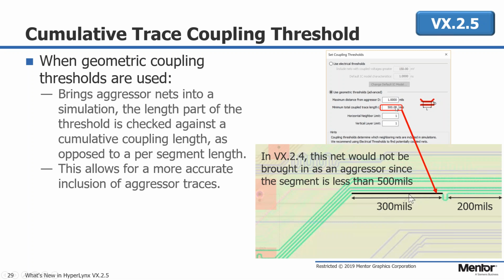And so the 500 mils length that we were looking for never actually happened. But if you added these two areas together, we get the 500 mils. So we do see those now as coupled instead of not. So anyway, that's the cumulative trace coupling threshold there.